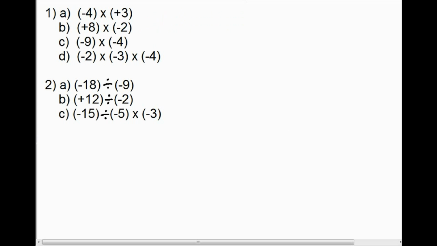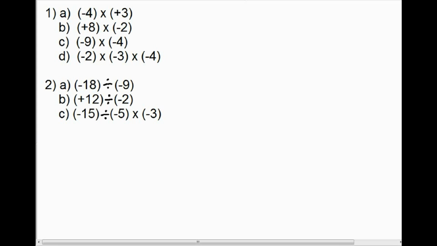So to finish off our video on multiplying and dividing integers, I'm just going to ask you to answer a few questions here. So for question number 1, we're just multiplying. So again, you want to go through 2 steps. First, figure out the sign of the answer, and then figure out the digit of the answer. With the last question in number 1, question 1D, there's a couple of steps there. So you're going to have to first of all figure out what -2 times -3 is, take the answer to that, and then multiply it by -4.